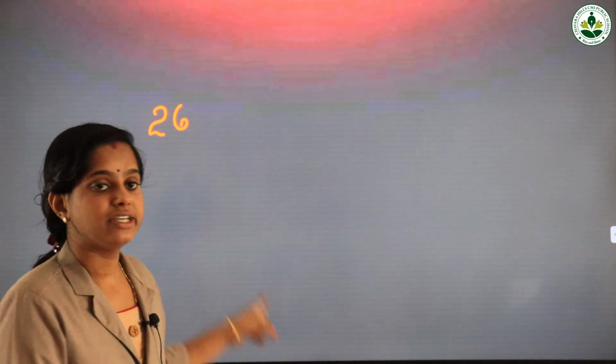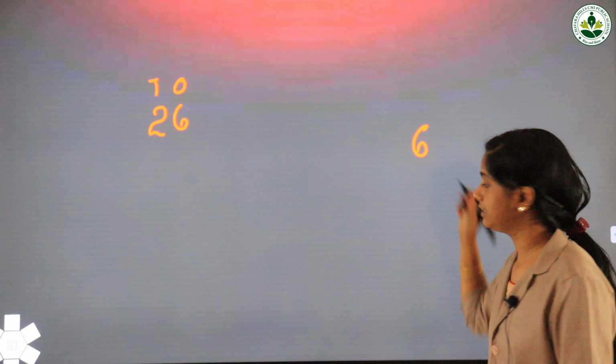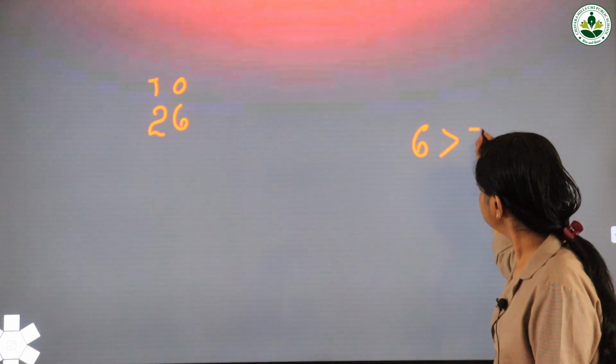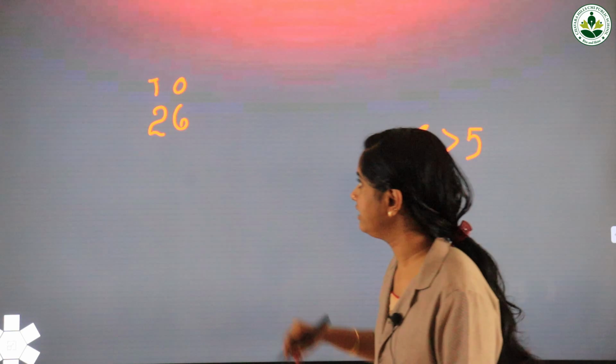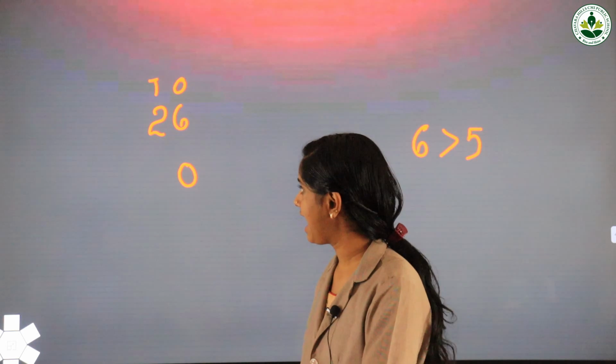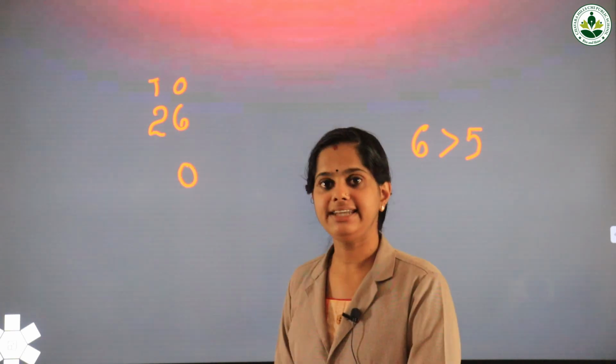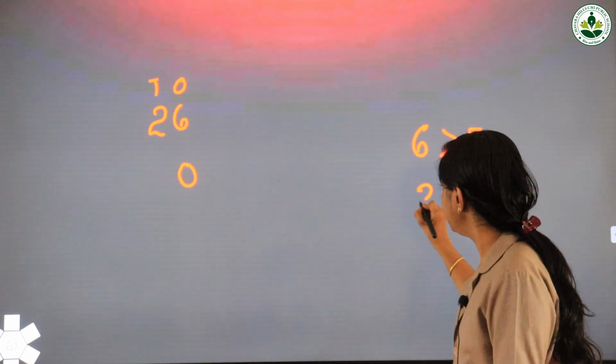Another example. Round off 26 to the nearest 10. For this, first we look at the digit in the ones place. Here it is 6. We know that 6 is greater than 5. So, we can round off by writing 0 in the ones place and adding 1 to the digit in the tens place.